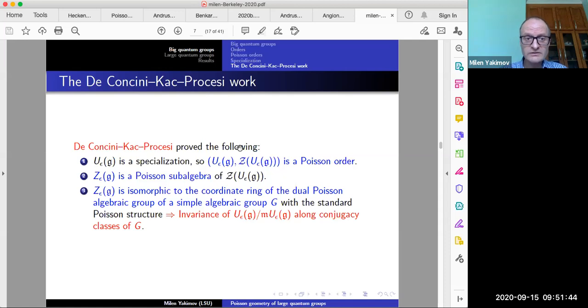So they wanted to avoid the singularity, and they used the central subalgebra Z_epsilon of G that appeared on the previous slides. They proved that Z_epsilon of G is a Poisson subalgebra of the full center. And finally, as a third part, they proved that Z_epsilon of G is isomorphic to the coordinate ring of the dual Poisson algebraic group of a simple algebraic group with a standard Poisson structure. We will see a little bit of this later in the talk. And as a consequence, they obtain the invariance of the central quotients of the big quantum group along conjugacy classes of this group G.